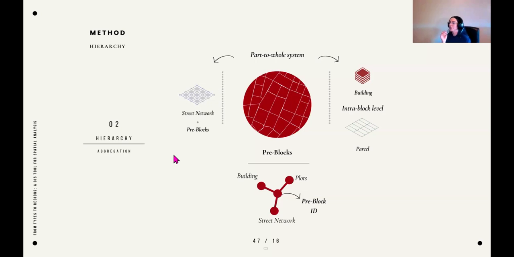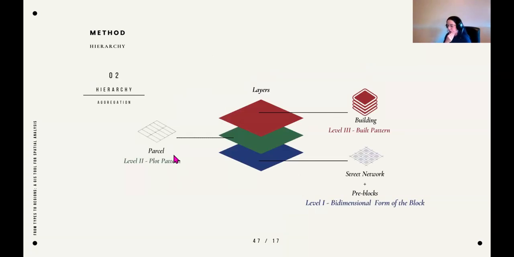If we look at the diagram here, we're going to notice that the pre-blocks are in between these two levels. So what is happening outside? The block level, where we have the street network and the junctions. This is one side. And what is happening also inside of the block, the intra-block level, where we have parcels and buildings. Therefore, if we create a pre-block ID, all this information in between these two systems can be combined into the pre-block. So that's the main idea of aggregating all this information into one existing element of the city. So we will find pre-blocks in every city.